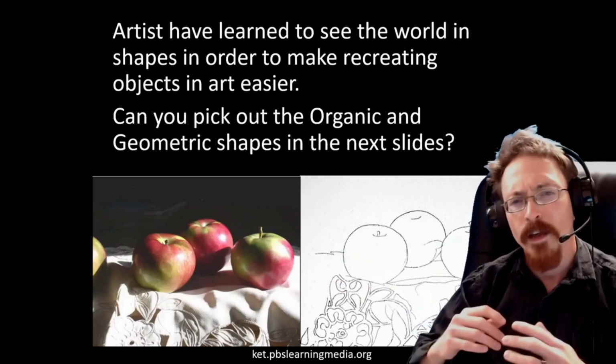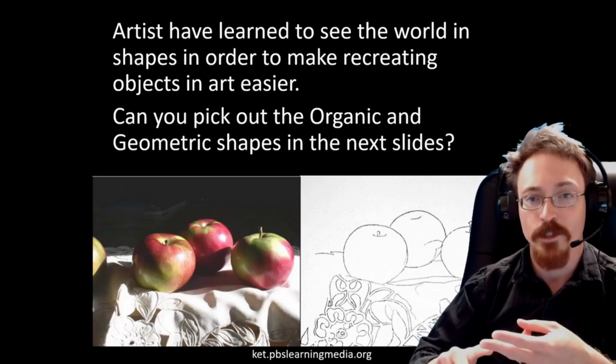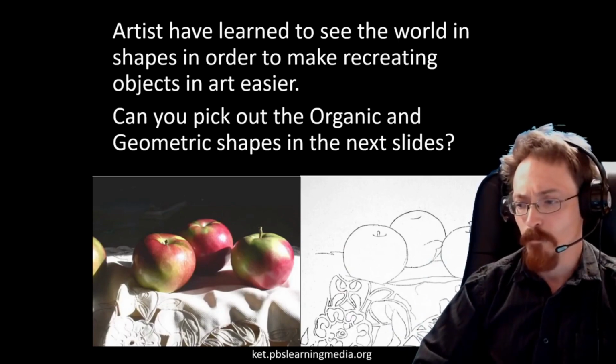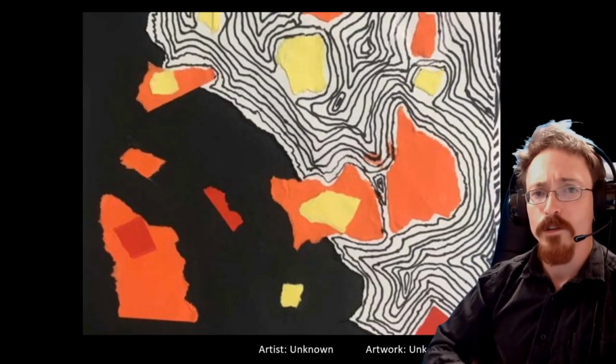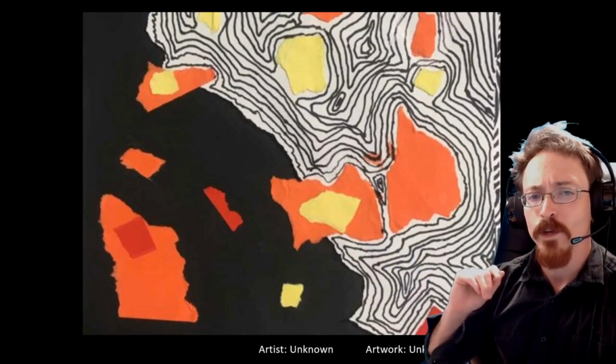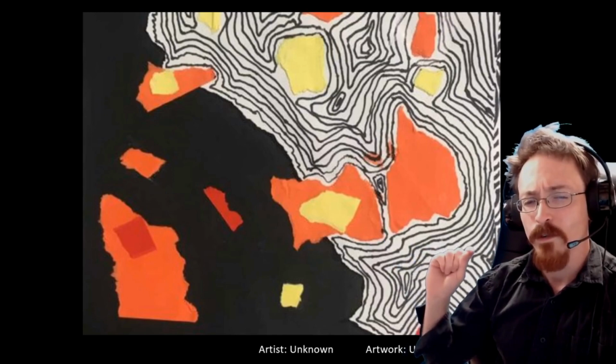So now that we have looked at what basic shapes are, what the organic shapes and geometric shapes, and how artists can use them, I have a couple questions for you. So I want you to pause the video, take a good look at this picture, and I want you to answer this question. Are the shapes in this picture organic or geometric?